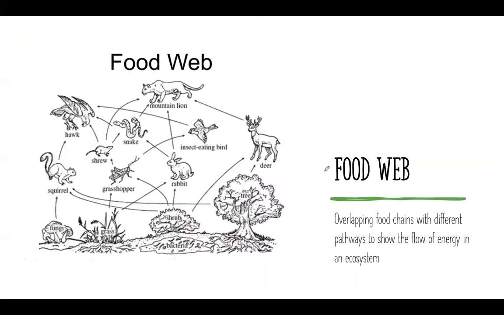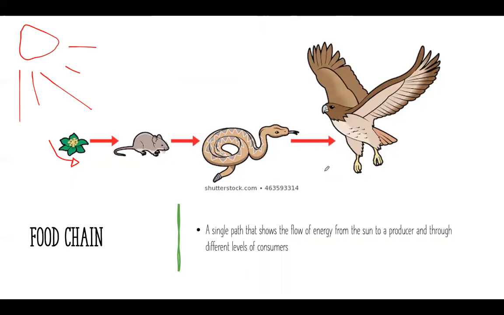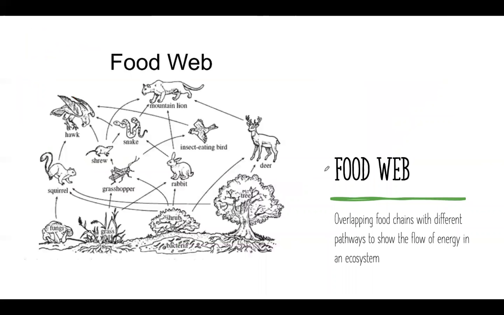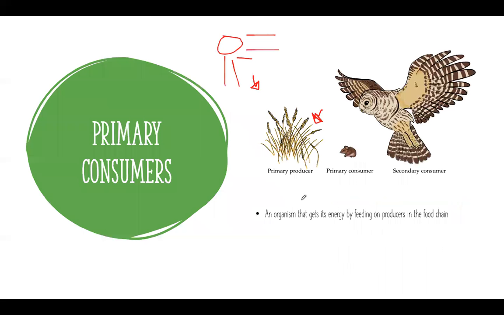Food web. A food web is sort of like a food chain, but it's more complex, with different pathways to show the flow of energy in an ecosystem. A food chain goes through different levels of consumers, but a food web is through an ecosystem. We can see plants, fungi, grass, bacteria, all sorts of animals. That's the difference between a food web and a food chain.